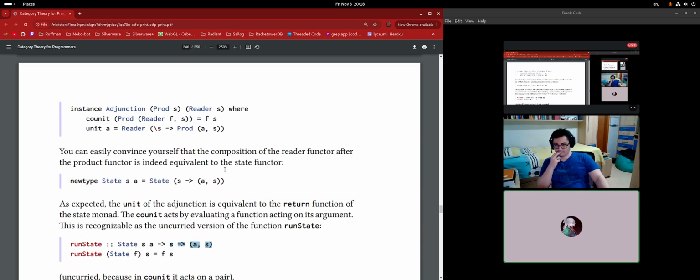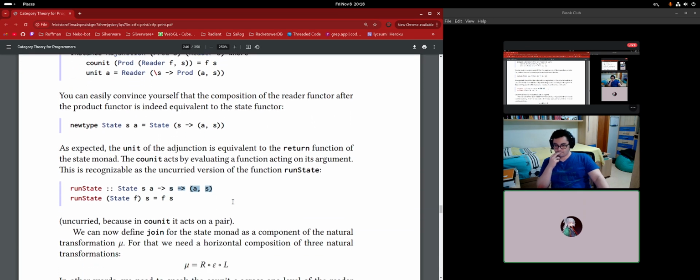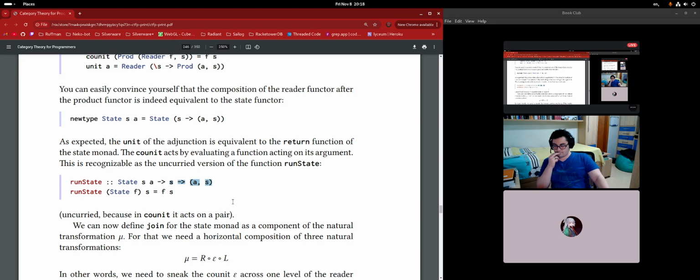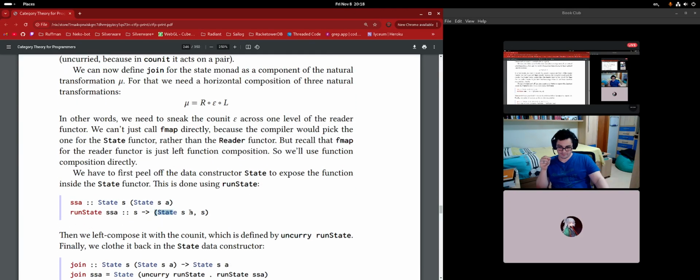No, actually, it's going to make a pair of the two arguments. Oh no, you're right. It's going to pick this thing and make it into a pair. Yep, and that's exactly what we have. That's exactly what we're going to provide to it.